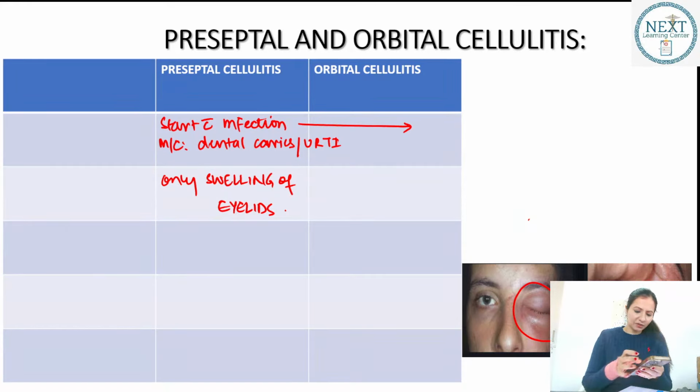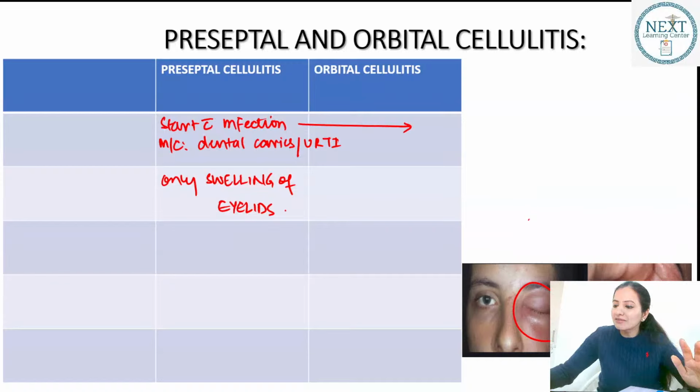Okay, let me just connect with the team. Okay, so is it visible? Is the screen fine now? Is the screen fine for everybody?